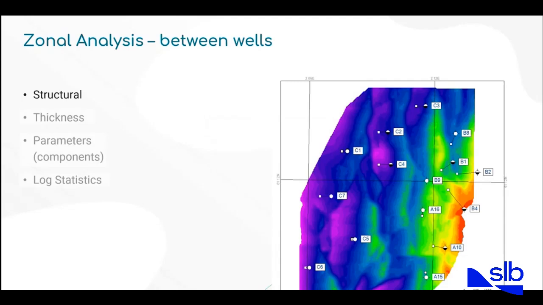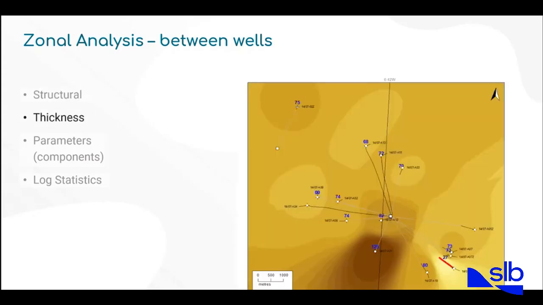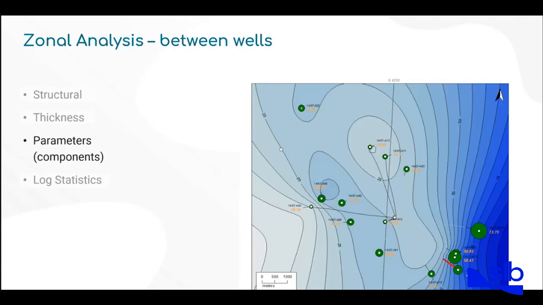You can bring in from external sources or generate your own structural surfaces. You can generate thickness grids. So find a zone, top and base, or multiple zones, and calculate the thickness. Then you've got the parameters. So this is using components. The parameters that you have set for your, like I say, your min solver or your porosity, water saturation, that can all come across and be looked at.